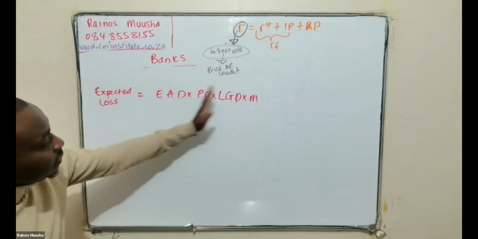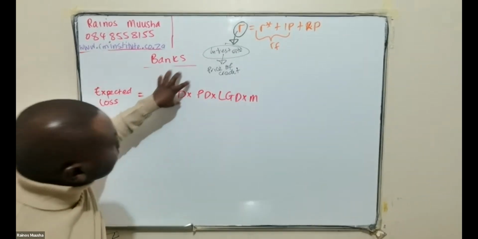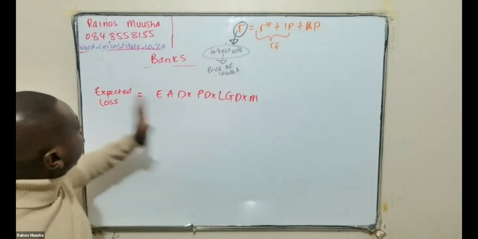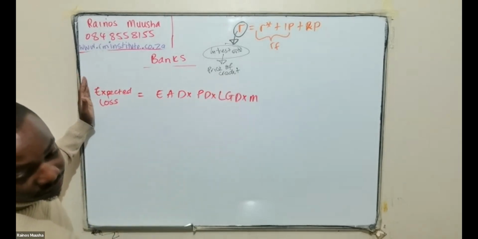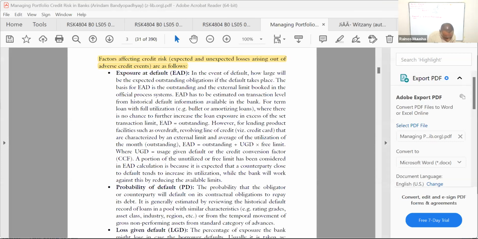So these are the factors that affect your expected losses. Now we're going to look at these factors in detail, to say what is this factor and what is that factor, as they contribute towards the expected losses of the entity. So when you look at factors affecting credit risk, which is where we look at the expected and unexpected losses arising out of adverse credit events, the first one they talk about is the exposure at default, where they say: in the event of default, how large will the expected outstanding obligation be if the default takes place?